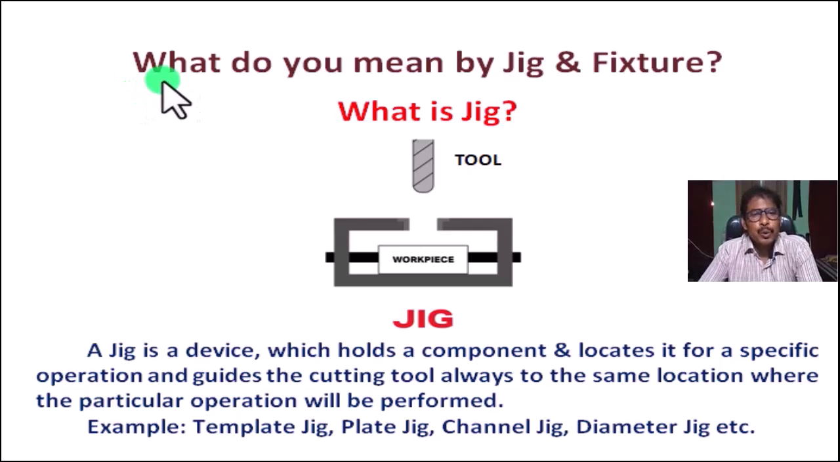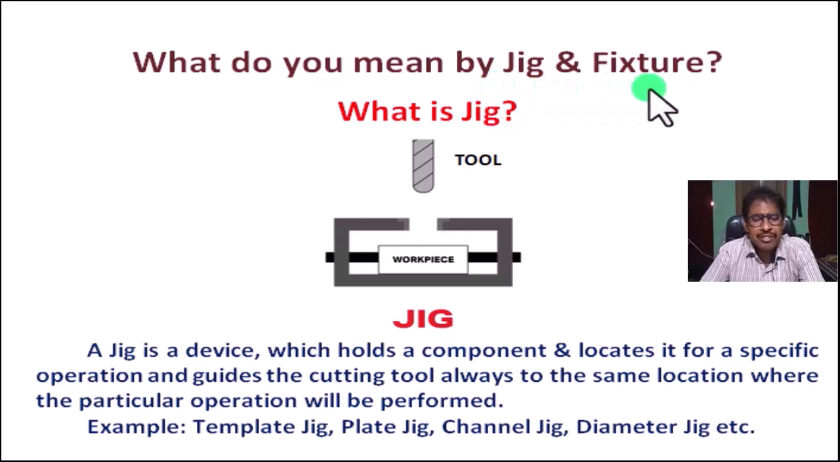Students, today we are going to learn what we mean by jig and fixture. Jigs and fixtures are manufacturing tools that are used to produce identical and interchangeable components. Jigs and fixtures are work holding and tool guiding devices, designed for use in the machining and assembly of parts.